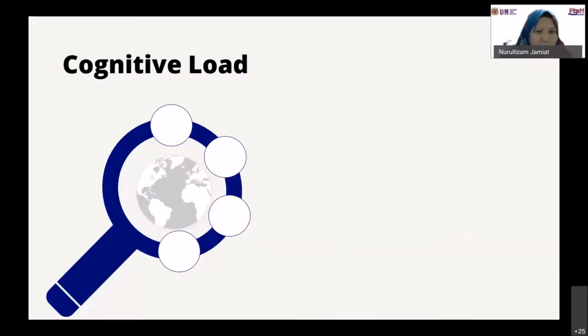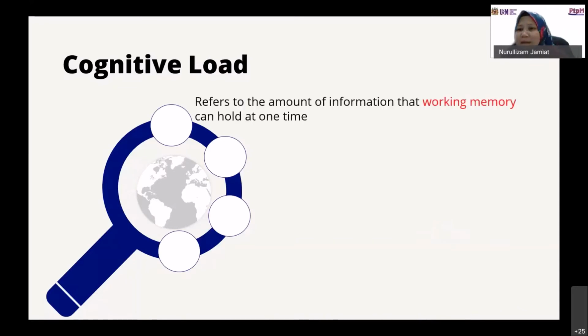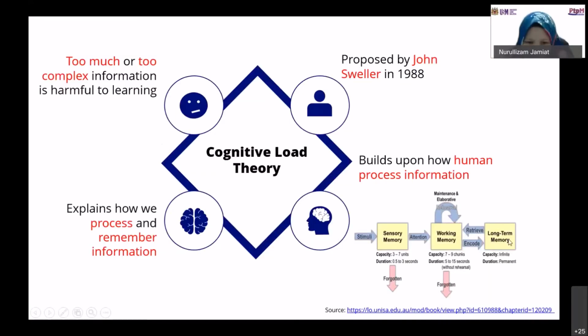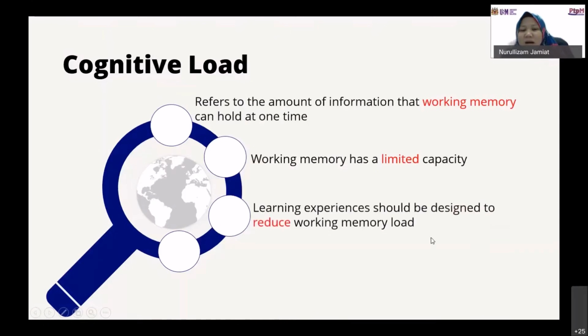So what is actually cognitive load? It refers to the amount of information that working memory can hold at one time. Working memory has a limited capacity, the one I showed in the figure before. Working memory is at the center between the sensory memory and the long-term memory, where we store our knowledge or understanding. Based on this cognitive load, we need to design a learning experience to reduce the working memory load so that it can be processed and stored in the long-term memory.